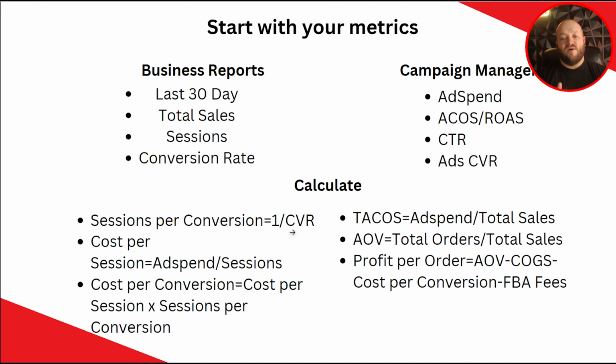And then we have your average order value, which is your total orders divided by your total sales. And it's just gonna help us figure out exactly what each sale is worth. And then we got your profit per order, which is gonna be your average order value, subtract your cost of goods sold, which is just what it takes to manufacture and ship into Amazon.